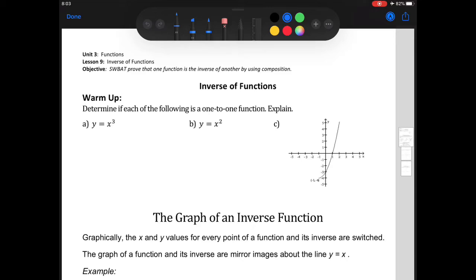Hi all, welcome to lesson 9, inverse of function. I want you to pause the video and try the warm-up. The warm-up says determine if each of the following is a one-to-one function.